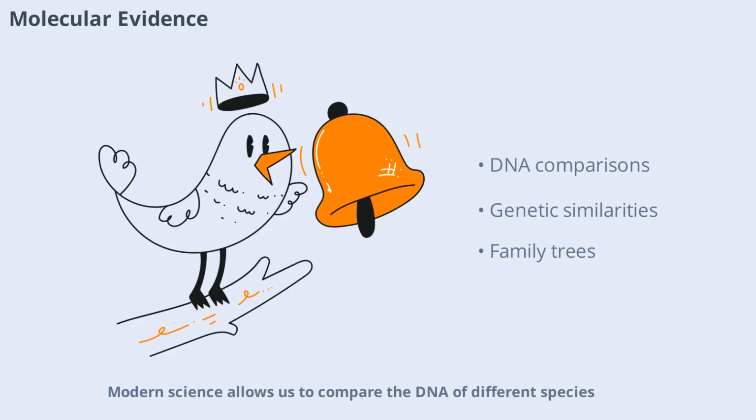Modern science allows us to compare the DNA of different species. The more similar the DNA, the more closely related the species are. For example, humans and chimpanzees share about 98% of their DNA. This molecular evidence supports the idea that all life is connected through evolution and helps scientists build family trees showing how species are related.